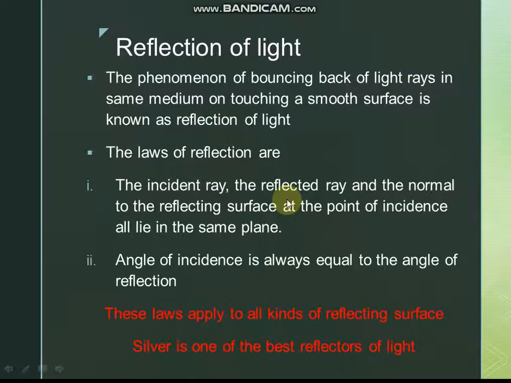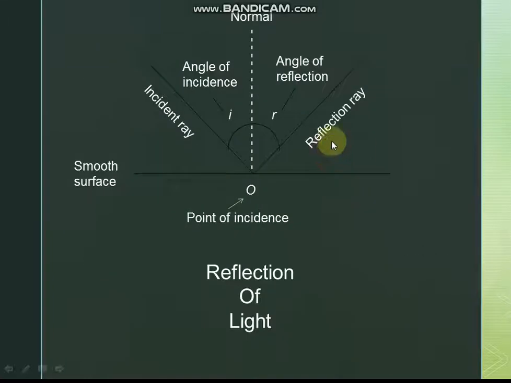This is why in ancient times when kings ruled, mirrors were so costly that only rich people could afford them. Now here you can see the smooth surface, and this is the point of incidence. Here is the incident ray and here is the reflected ray. Here is the angle of incidence, this angle is the angle of reflection, and this is the normal. So incident ray, reflected ray, and this is reflection of light.